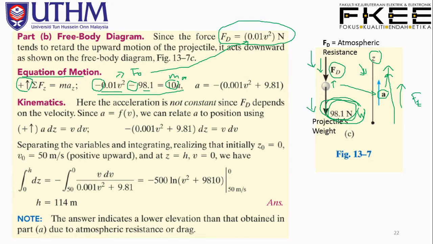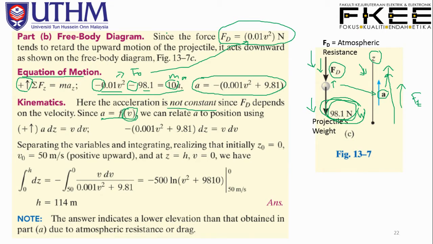So rearrange and solve the equation. So A is equal to minus 0.01 V squared plus 9.81. So in the kinematics here, the acceleration is not constant since Fd depends on the velocity. So since A equals F over m, once the value of V is not constant, the value changes according to the speed, according to the time, whatever it is. So for example, in this case the acceleration depends on the velocity V. So A is a function of V.